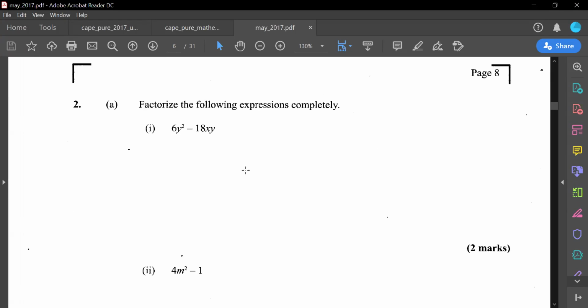Okay, so this is question 2, part A. Factorize the following expressions completely. So you guys can attempt it, all right? And then tell me the answer you guys get.